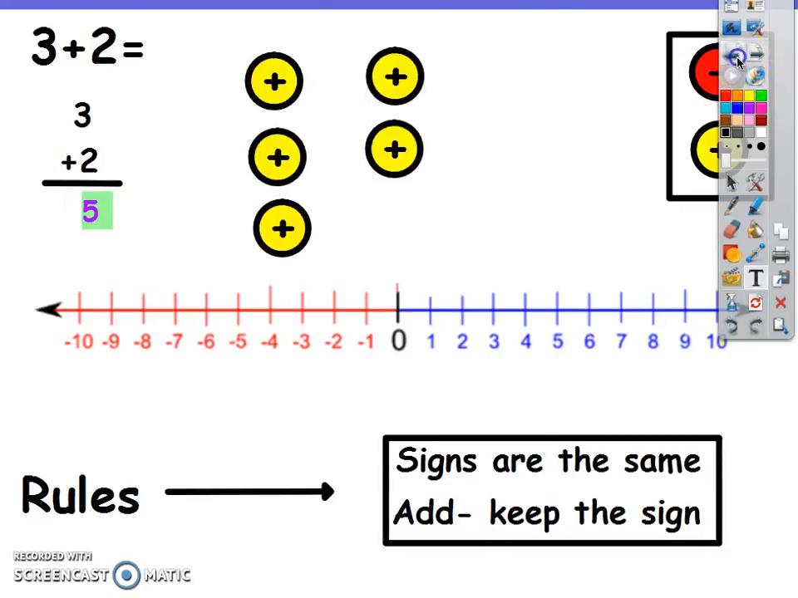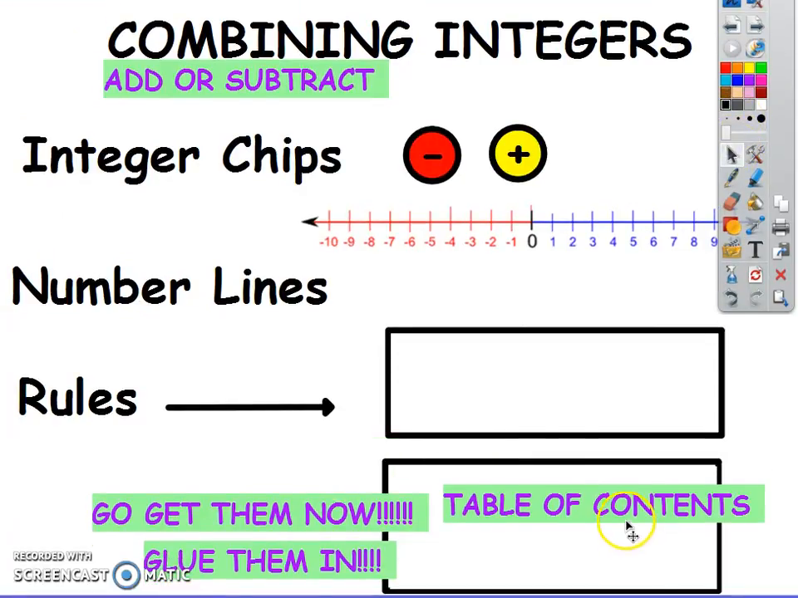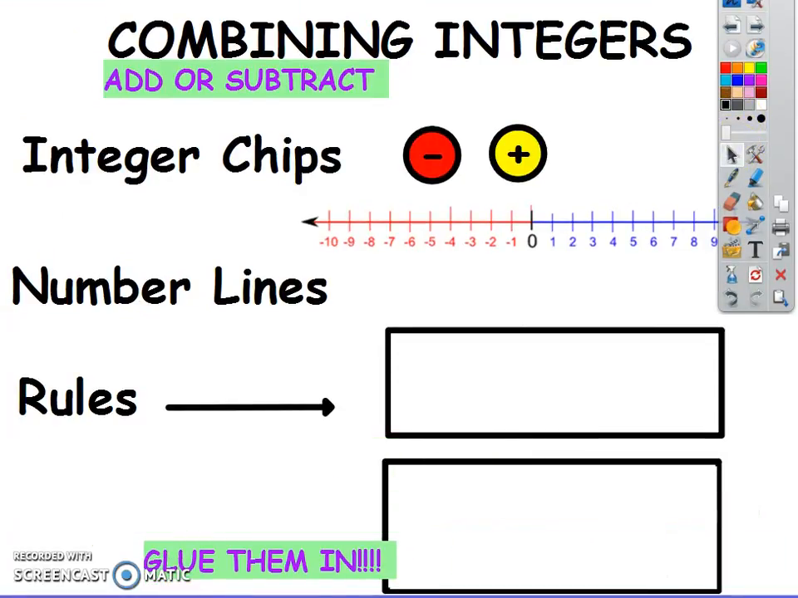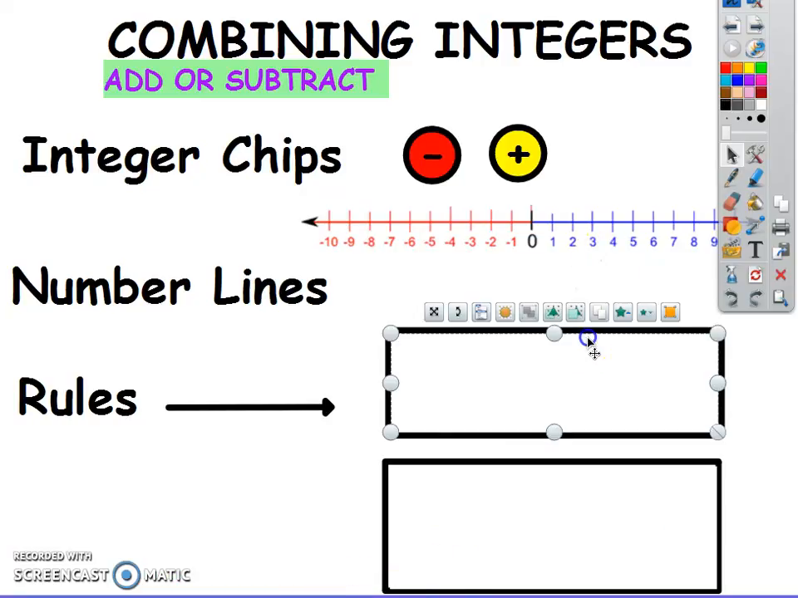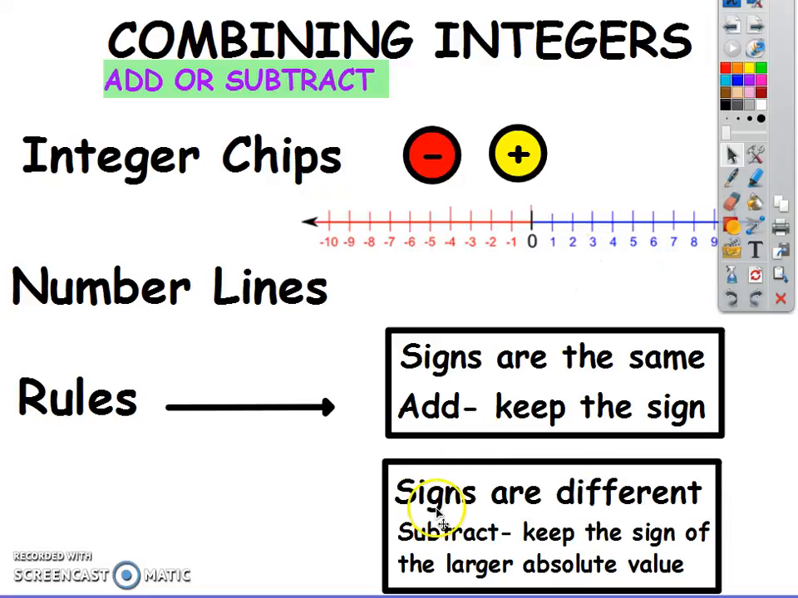Beautiful. So when I look through all of these, my rules from this beginning page, and we want to make sure you have your rules written down somewhere in your notes. If the signs are the same, you're going to add and keep the sign. If the signs are different, you're going to subtract and keep the sign of the larger absolute value.